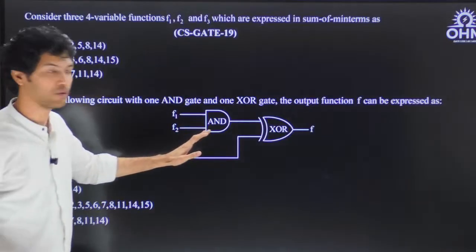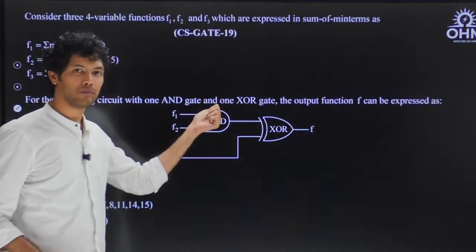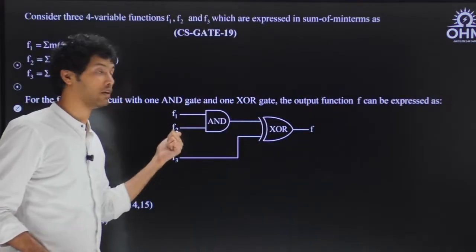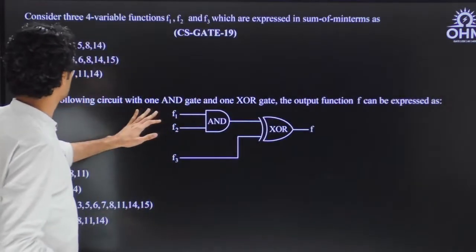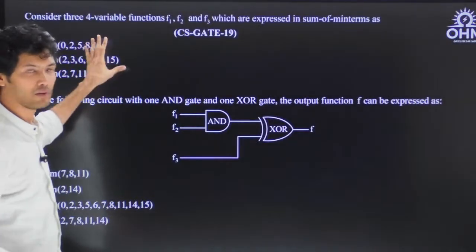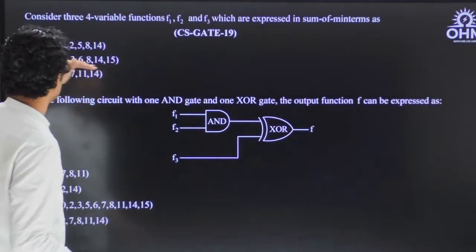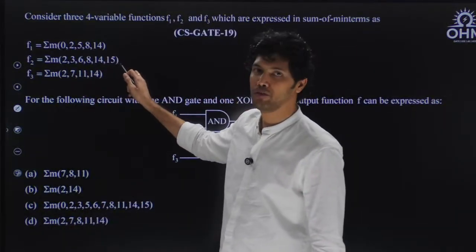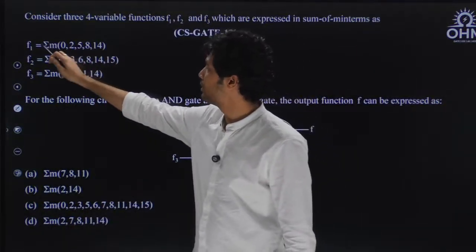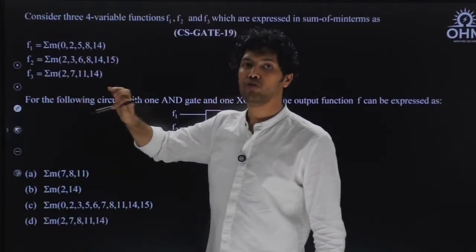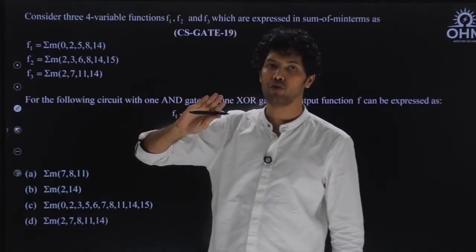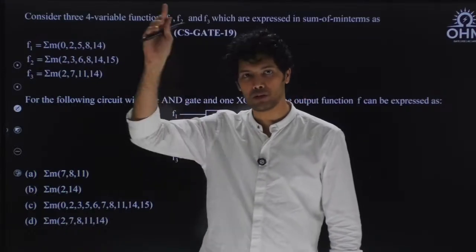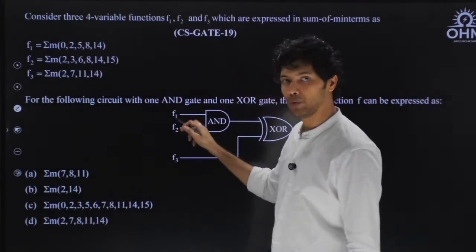Look at the inputs to the logic gates here. There is an AND gate. The inputs to the AND gate are neither A nor B, but rather functions F1, F2, which are functions of a few variables. Here I can see that, on the basis of the functions given, I have index numbers up till 15. So F1, F2, F3 are 4 variable functions.